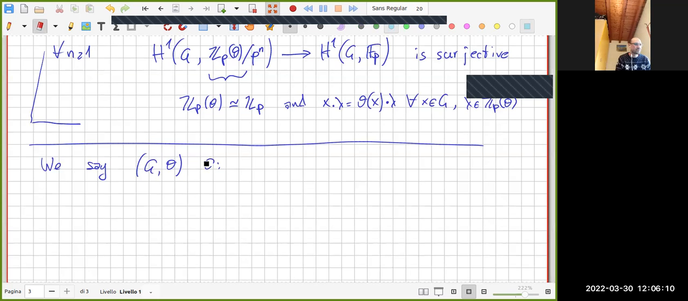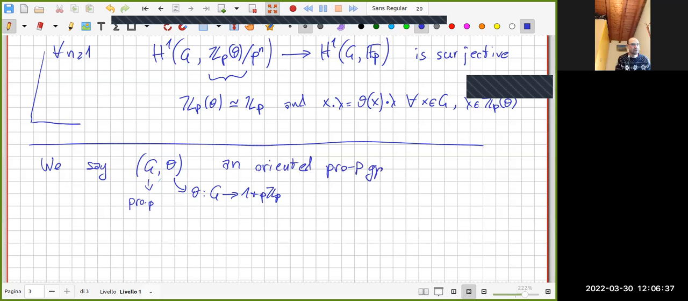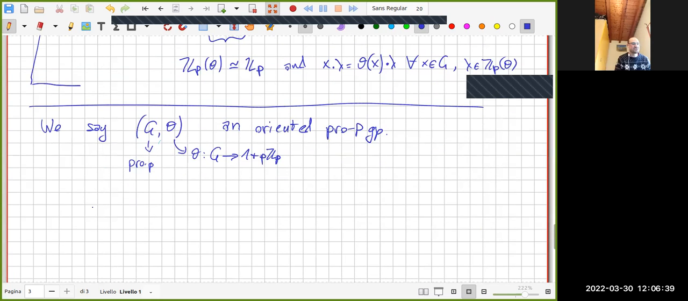So in general, we call a couple of a pro-p group G together with a map theta, which is just a morphism of pro-p groups like this, an oriented pro-p group. This definition is necessary to define the elementary type conjecture and pro-p groups of elementary type.